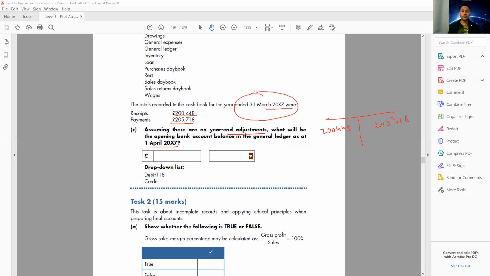All we need to do is find how much the opening balance for the bank was. From the opening balance of the bank, we add all the receipts and we minus the payments. For example, if at the beginning of the month I have £10 in my bank and I deposit another £5 and I spend £10, how much is left? 15 minus 10, so 5 is left. Exactly the same thing we need to do here. Anyway, let's do this question so we'll be more clear.